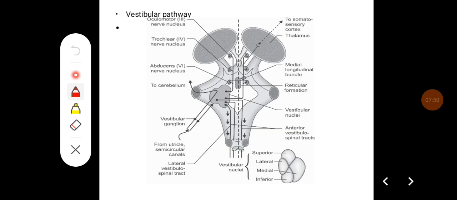So this is showing the vestibular pathway. The fibers which arise from the crista and macula go to the vestibular nucleus, which has superior, lateral, medial and inferior divisions. From here, the efferents can go to the extraocular muscles. They may go to the opposite cerebellum. They can go to the reticular formation. They can go to the brainstem via vestibulospinal tracts.